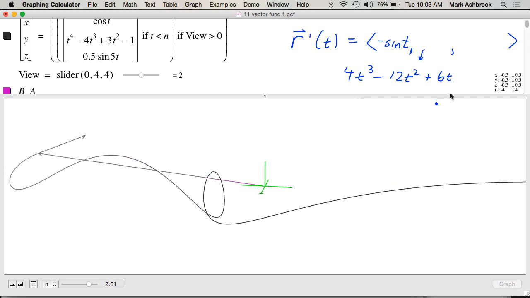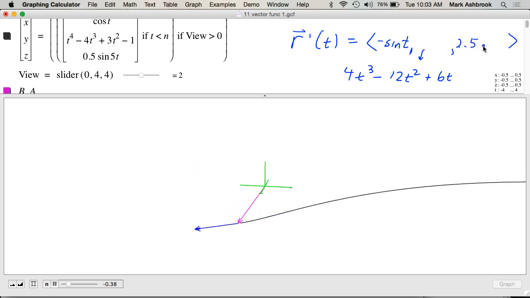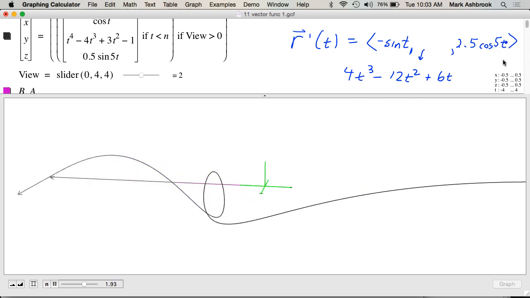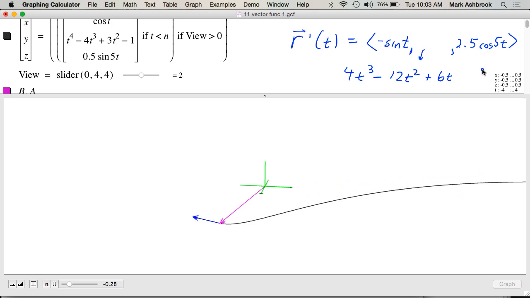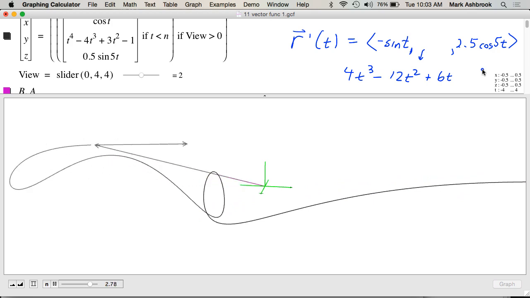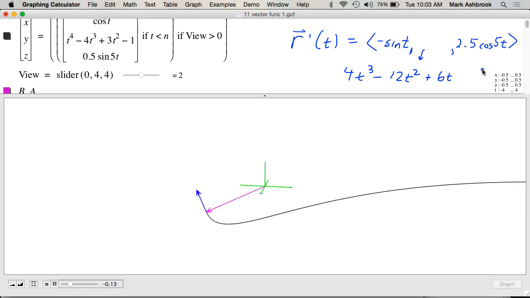I think this is 2.5 cosine 5t, is that right? Yep. That's a 5. So chain rule, right? The derivative of sine 5t will be cosine 5t times 5 times the rate of change of the inner function, right? So that 5 times 0.5 gives you the 2.5.